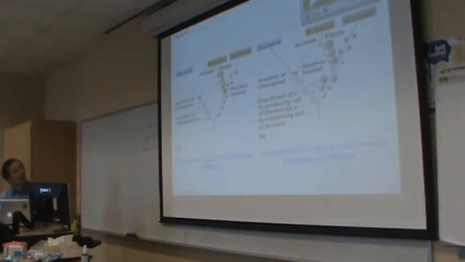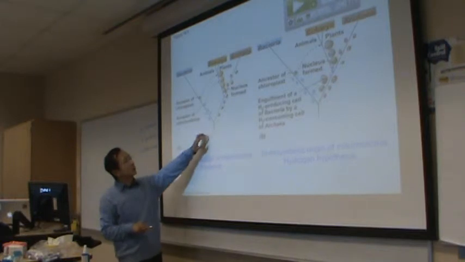So what does this figure show us? What's the difference between the left figure and the right figure? This is a figure about the origin of the chloroplast and the mitochondria. It's basically the origin of the eukaryotic system.